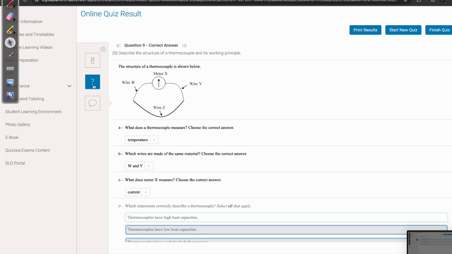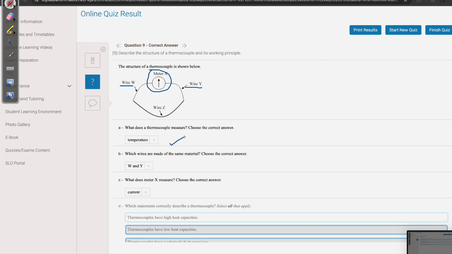Number 9. The structure of a thermocouple is shown below: meter X, wire W, wire Y, wire Z. Now a thermocouple uses a galvanometer, which we'll find out later is meter X, and two wires, in this case wire W and wire Y, of the same material, which then converts the current or electricity to measure heat. That's what this entire thing does.